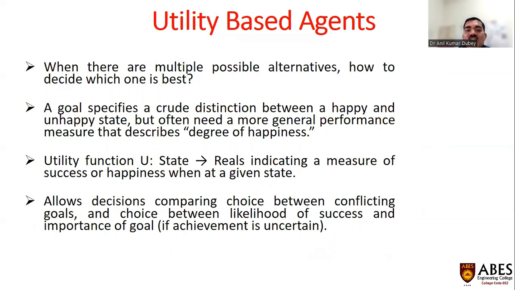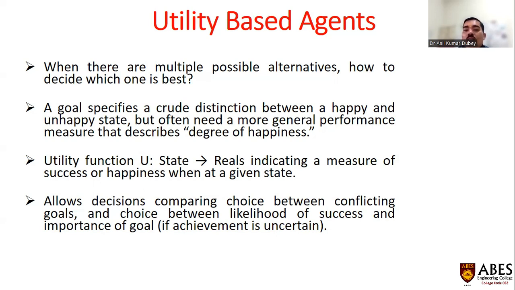A goal specifies a crude distinction between a happy and unhappy state. The person is either happy or unhappy, but often we need a more general performance measure that describes the degree of happiness. If they are happy, how happy are they? So how do you compute this? If your target is whether a person is happy or not happy, you apply the goal-based agent. If your target is to compute the degree of happiness, if the person is happy, then how happy they are, then you require the utility-based agent.